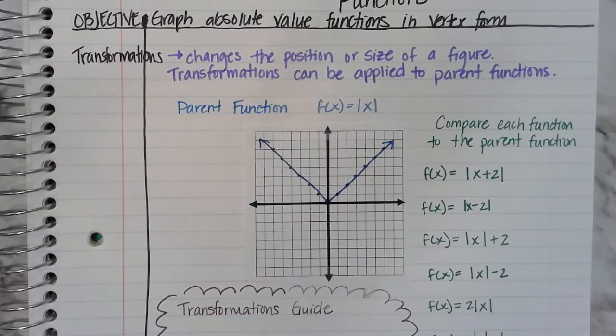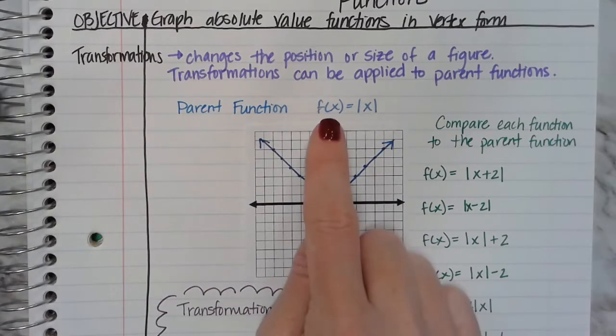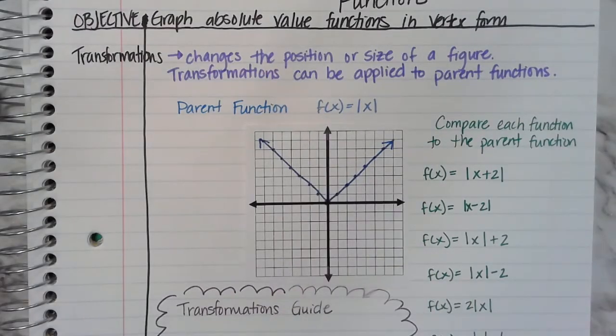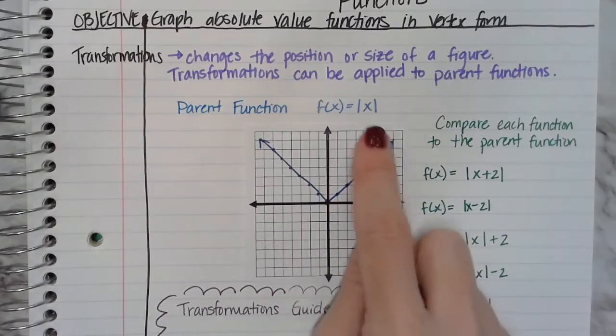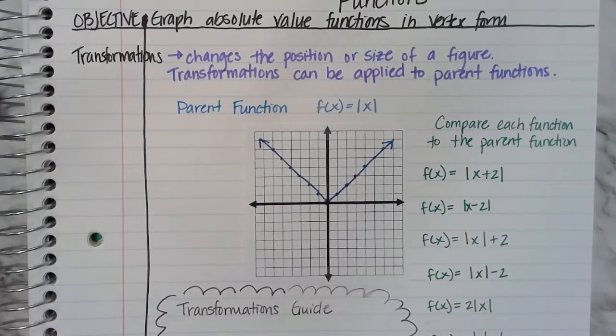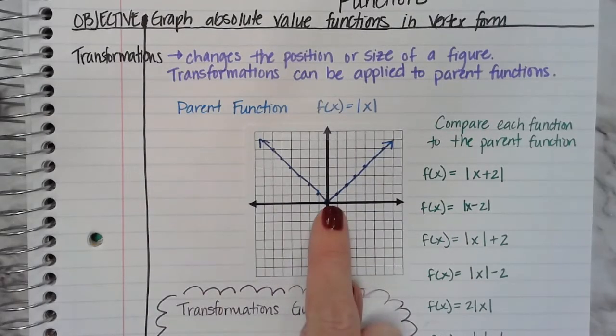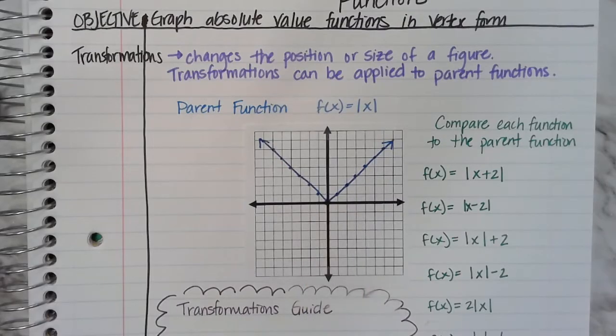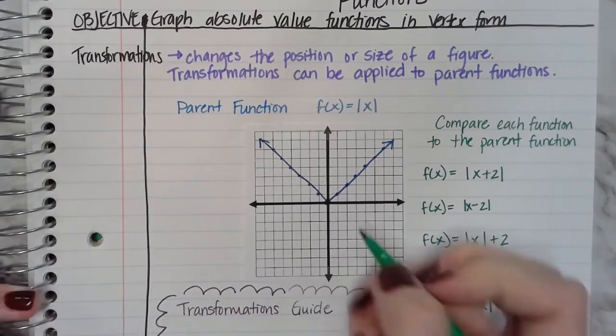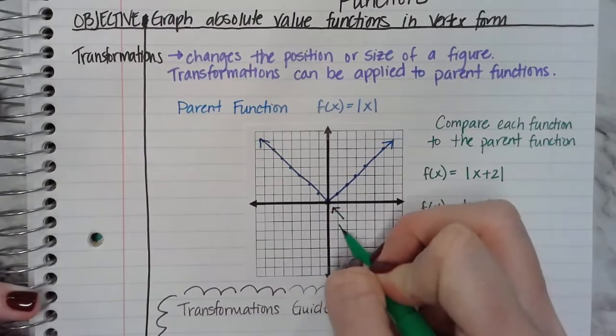The simplest form of an absolute value function is f of x equals the absolute value of x. So it's that operation, absolute value, applied to x. And when we graph it, we get this, okay? So just looking at some key features here, our vertex is right here, 0, 0.